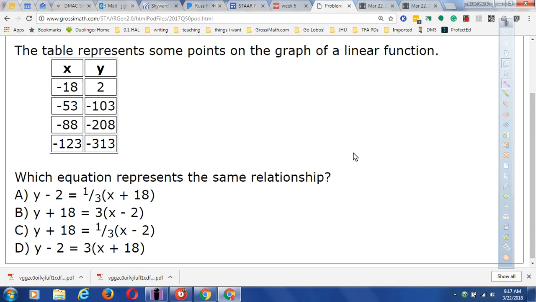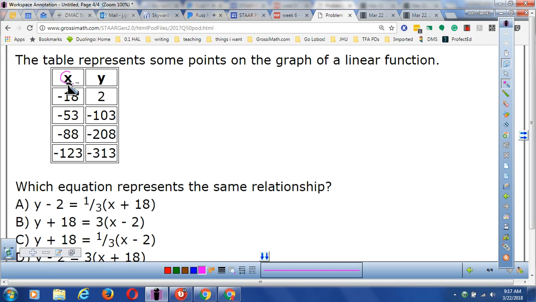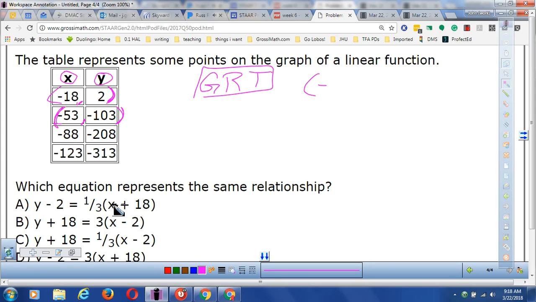Okay. All right, so here I have the question, and I just said that if you see on the question x's and y's, or even any column of numbers like that, where you put in one number and another number comes out, you can automatically do it by GRT. Here's what we're going to do. We're going to type in our x's. You put in 18 for x, and what you want to see come out is 2. You put in negative 53, and what you want to see come out is negative 103.